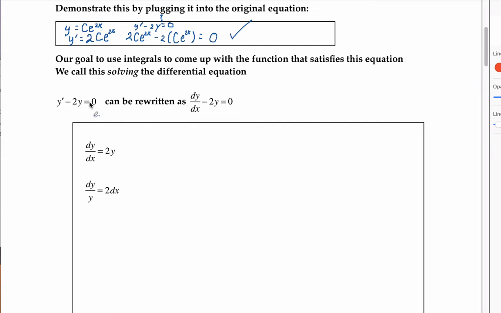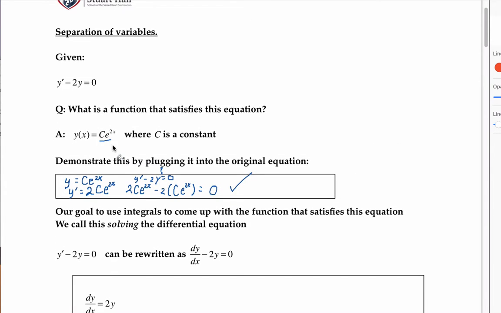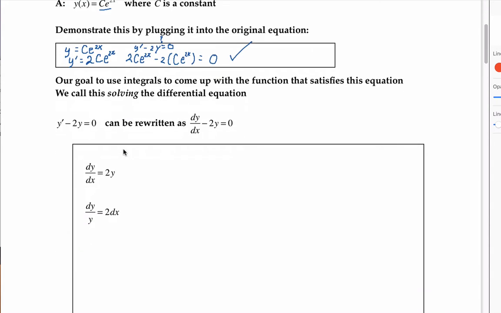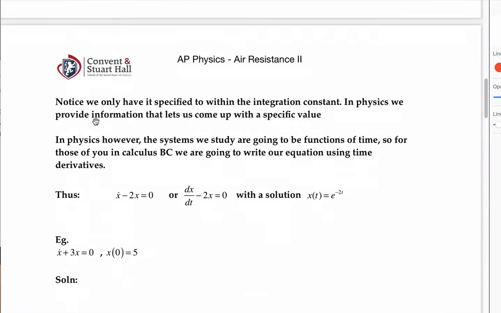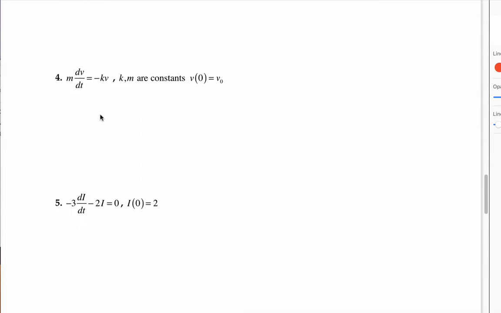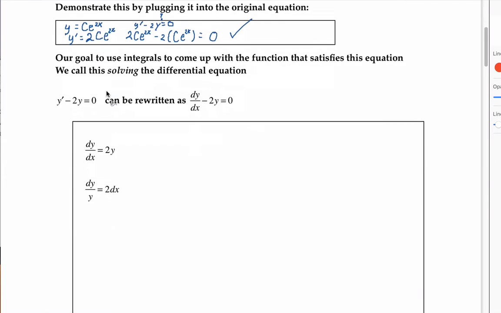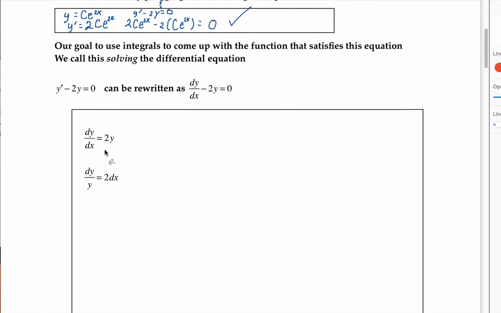So what we're going to do is we're going to work backwards. I'm actually going to prove or come up with how I was able to know that this is the answer. We're going to actually show you the process of solving this one particular differential equation. And then we're going to work through this today, and you're going to see how and why this particular differential equation is so useful for AP Physics.